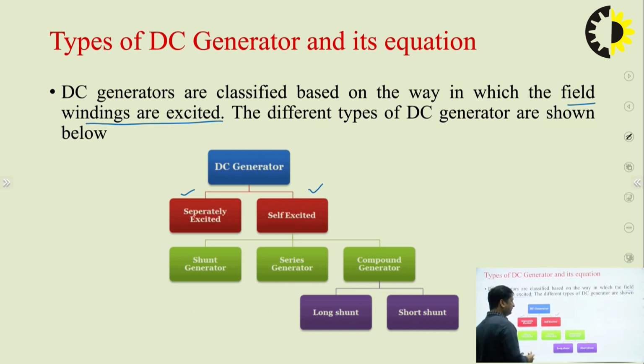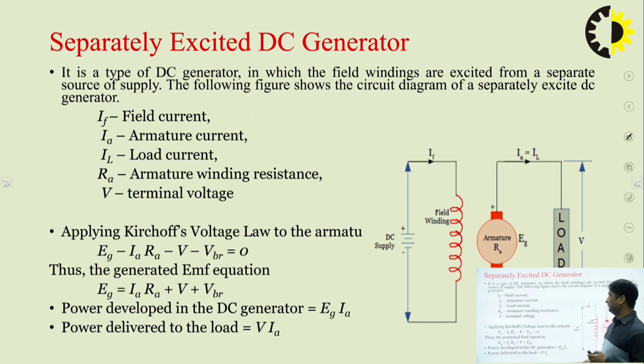When the field winding is excited separately by a separate DC source, it is called separately excited. And when the field winding is excited by the same generator, with the same flux or same current, it is self-excited. Further, self-excited DC generators are classified as shunt generator, series generator, and compound generator, depending upon how the field winding is connected.